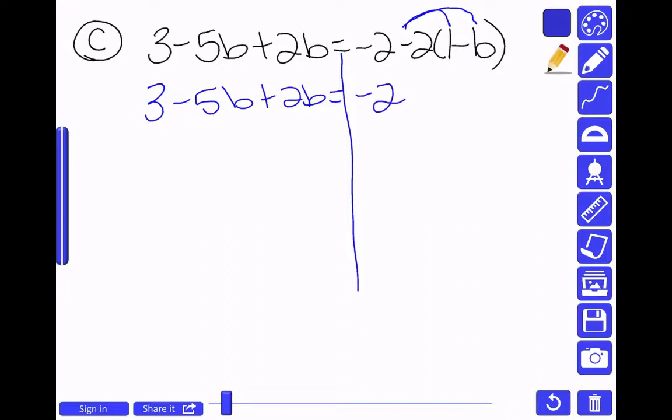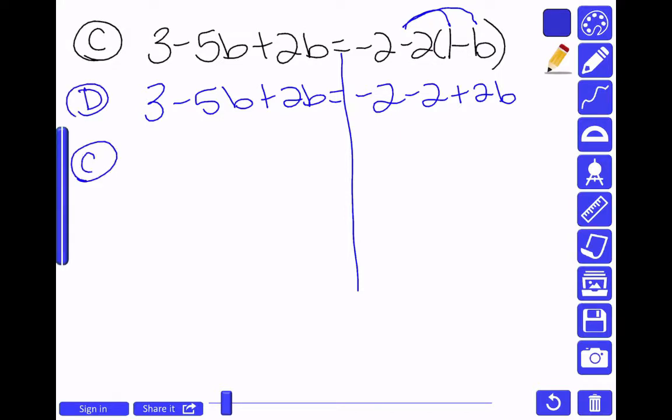This negative 2 here does not get distributed because it's not right in front of the parentheses. So now negative 2 times 1 is negative 2. Negative 2 times negative b is positive 2b. So that was my distribute.